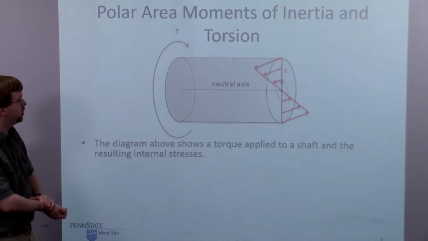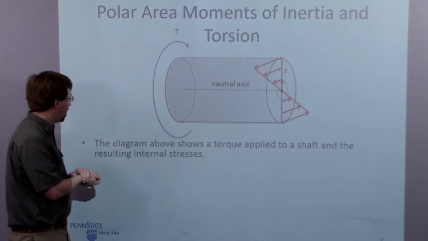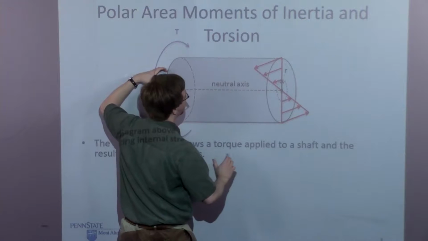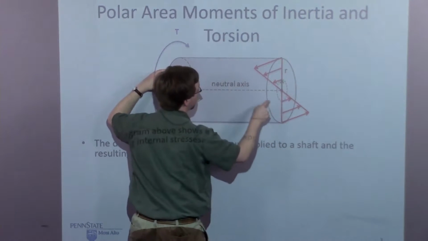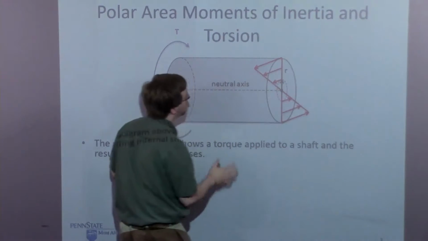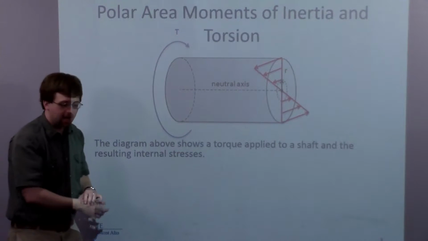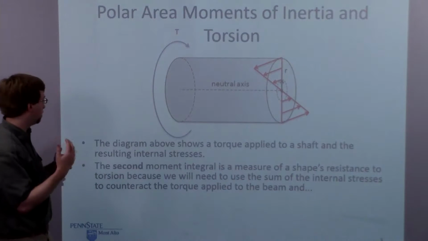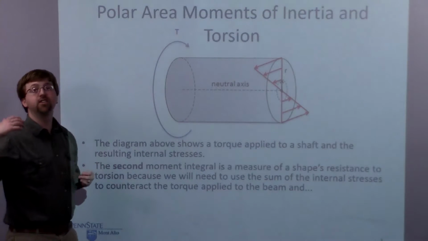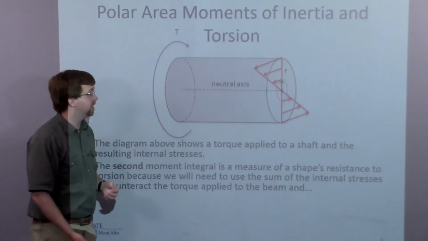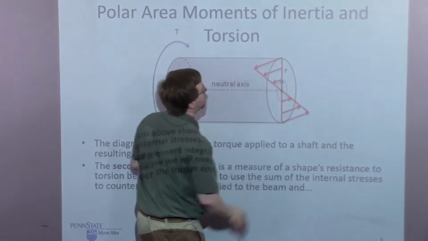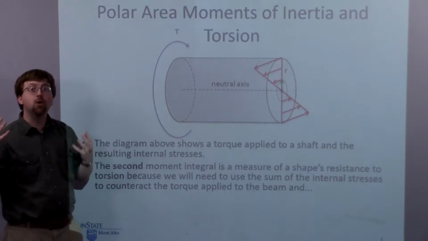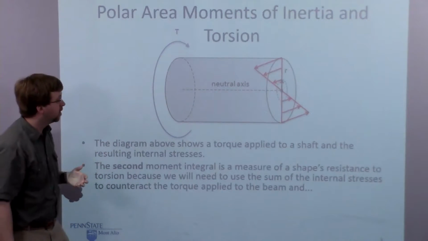So the diagram above shows a torque applied to a shaft and the resulting internal stresses. I've got some torque, I'm twisting on this end of the shaft, this side is fixed, and so it's going to experience some internal stresses. All of these are shearing stresses here. So we are using the second moment integral as a measure of the shape's resistance to torsion, because we need to sum all of the moments that each of these little pieces are exerting that can counteract this torsion on this side, because the whole thing is going to be in equilibrium.